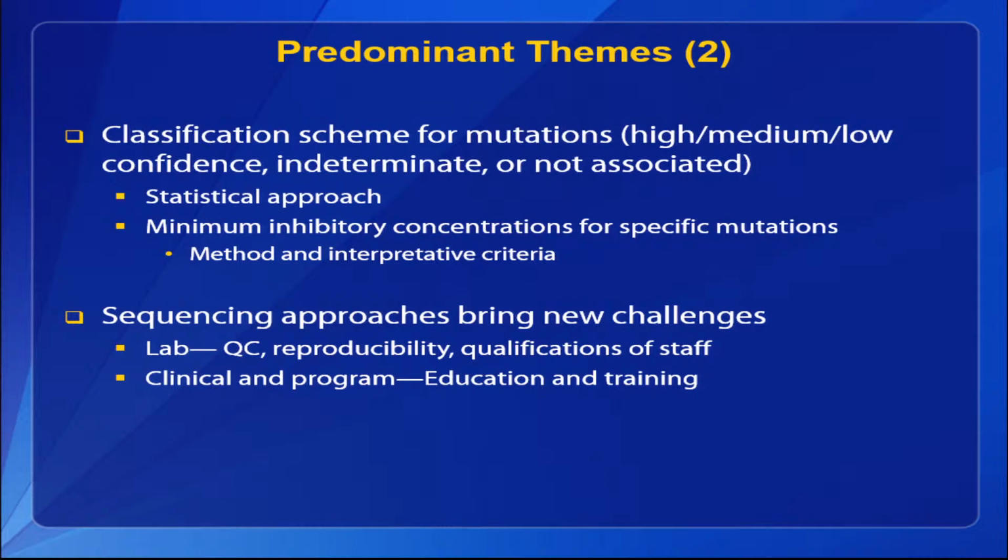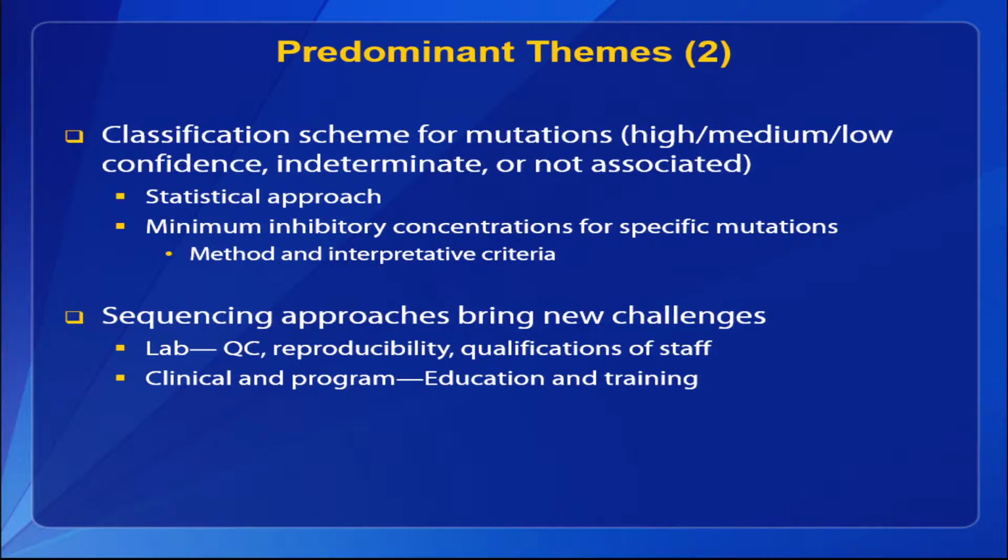And this is not dissimilar to what you see with the HIV Stanford database, a very similar sort of thought process in terms of being able to classify mutations. We talked about statistical approaches and landed on a general consensus that we really need more information in terms of minimum inhibitory concentration for specific mutations and being able to make those associations. But obviously there's some method dependency depending on how that's done.